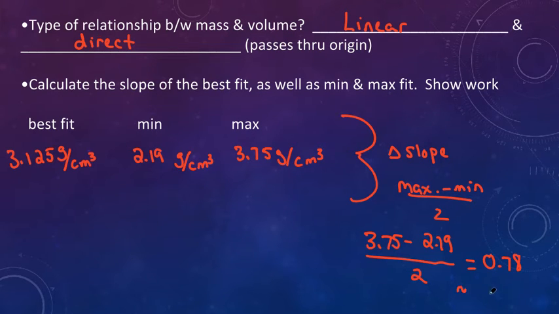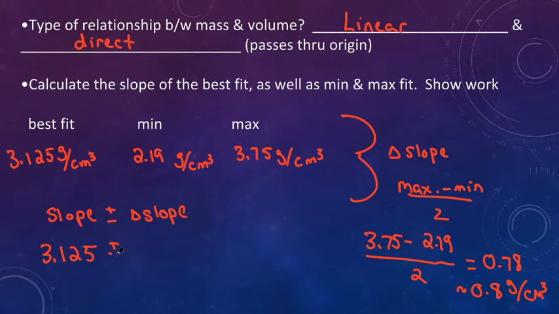And what I'm going to do is round it to 1 sig fig, so I have 0.8, and that is grams per cubic centimeter. So my final answer, my slope, plus or minus my delta slope, is going to be equal to 3.125 plus or minus 0.8 grams per cubic centimeter. Okay, and we'd have to know how many sig figs we had in both the y and x-axis, the mass and volume axis, to be able to round this. But you can leave that like that for right now.